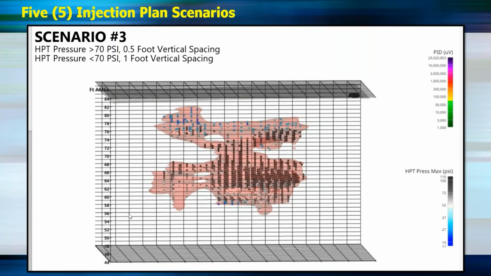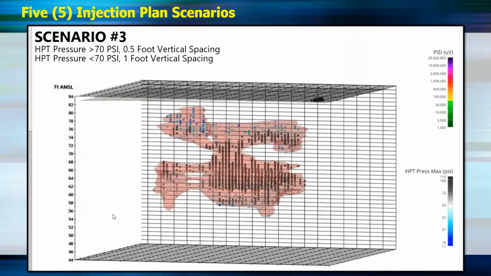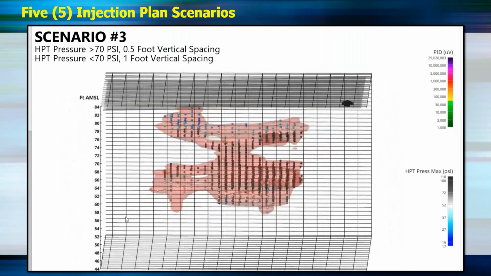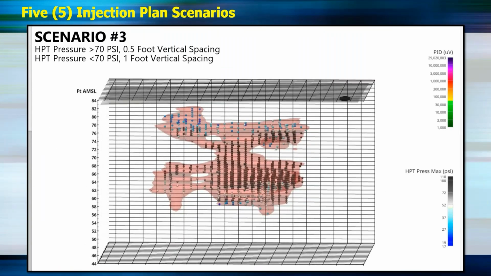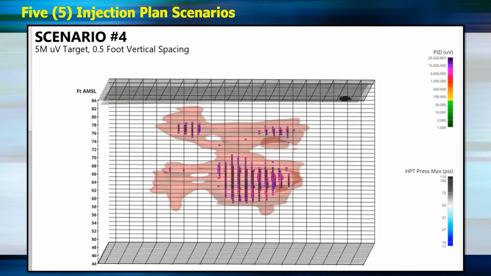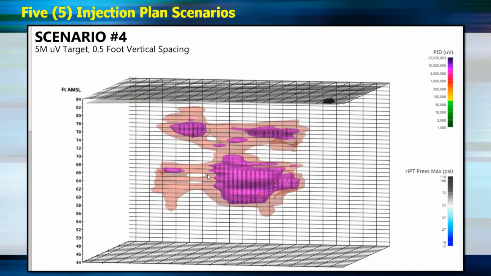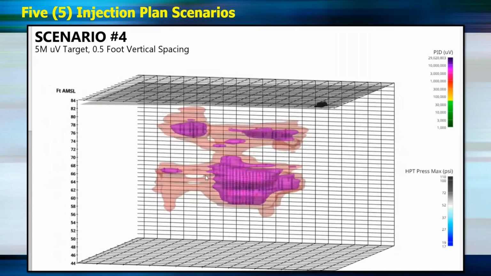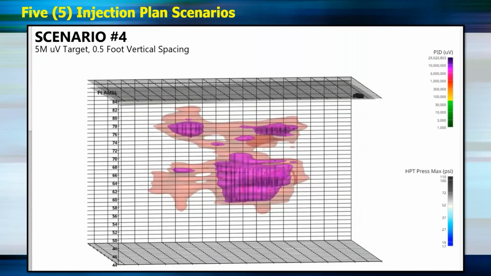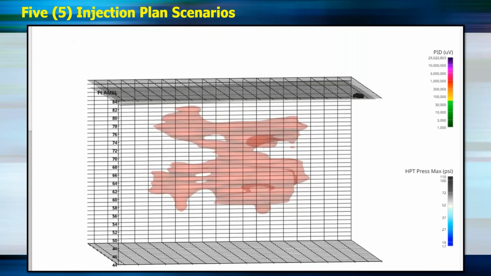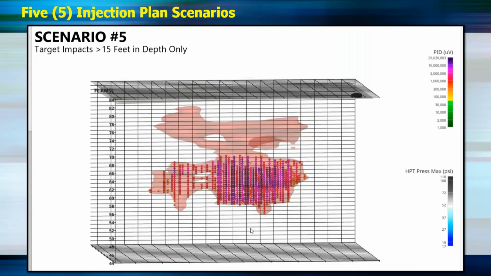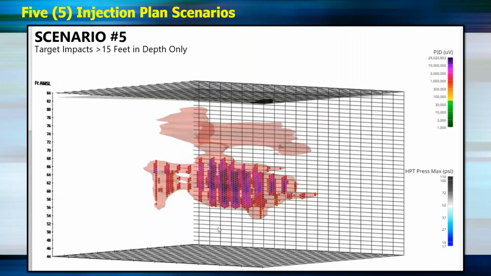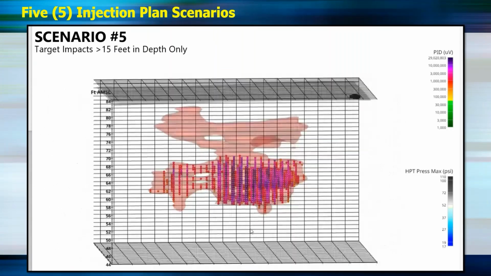Or maybe we want to target those higher pressure zones with 1/2 foot vertical interval and the sandy lower pressure zones at 1 foot. So we could modify it based on the HPT injection pressure. Or we might want to just go after those really high source areas, that 5 million plume, and really shrink the number of locations and borings and just hit it where it's the worst. Or maybe we're going to excavate the first top 15 feet and then only target injections below 15 feet and show what that might look like as well.